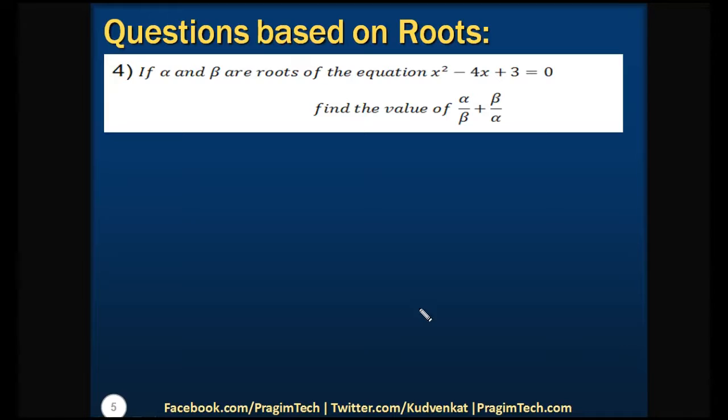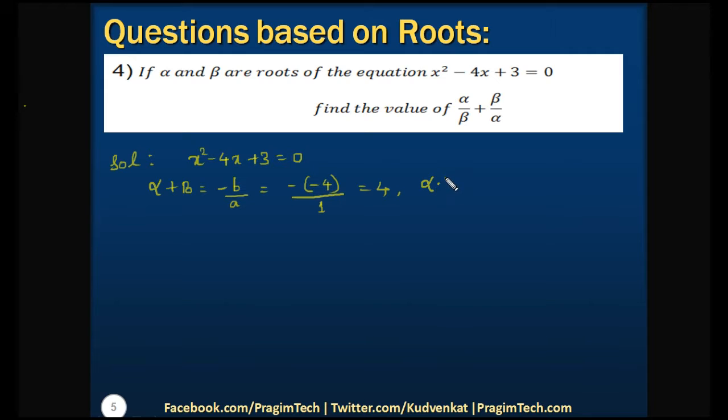If alpha and beta are roots of the equation x square minus 4x plus 3 is equal to 0, find the value of alpha by beta plus beta by alpha. So in order to solve this question, first, let us find out the sum of the roots from the given equation. Equation is x square minus 4x plus 3 is equal to 0. As we know, the sum of the roots, that is alpha plus beta, is nothing but minus b by a. So that means it is minus of minus 4 divided by a, the coefficient of x square, that is 1. So its value is 4.